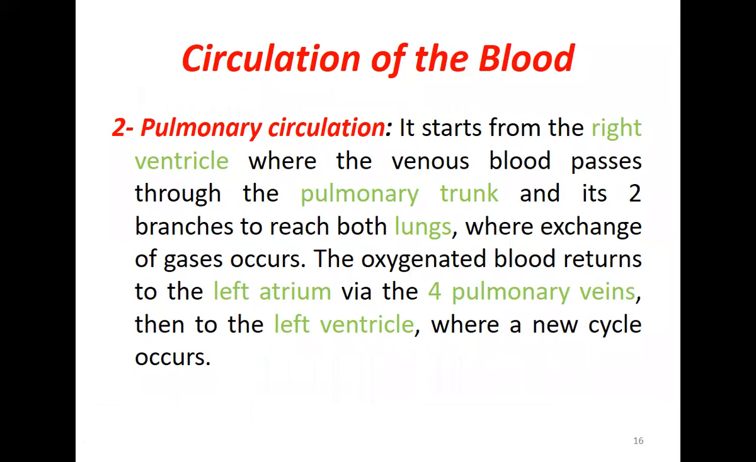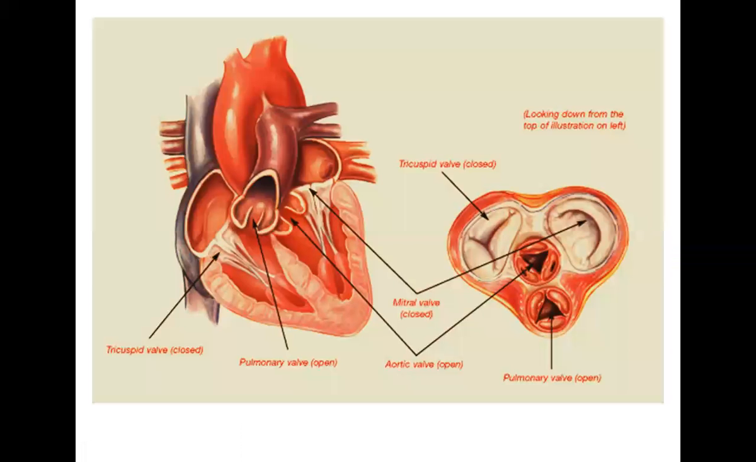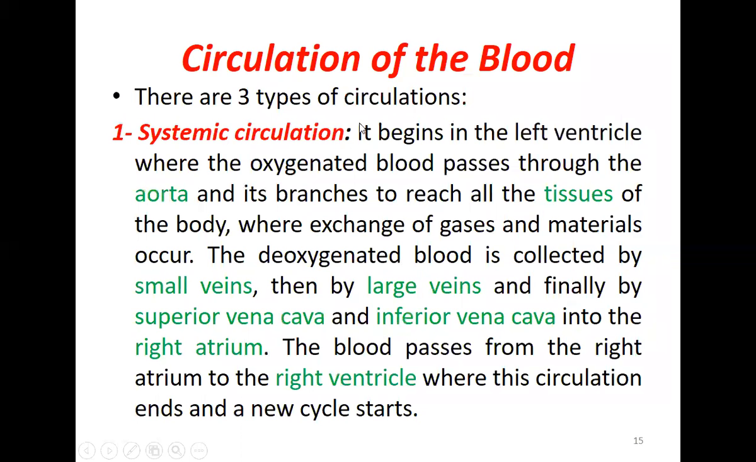The second type of circulation is called pulmonary circulation. Pulmonary means lung. Okay, it starts in the right ventricle, where the venous blood passes through the pulmonary trunk and reaches the lung. If you see here, the blood which is coming from the right atrium to the ventricle is now pumped through the pulmonary trunk and the pulmonary arteries into the lungs, where this impure, deoxygenated blood will get oxygen and become pure and flow back from the lung into the heart, into the left atrium. So this is called the pulmonary circulation.